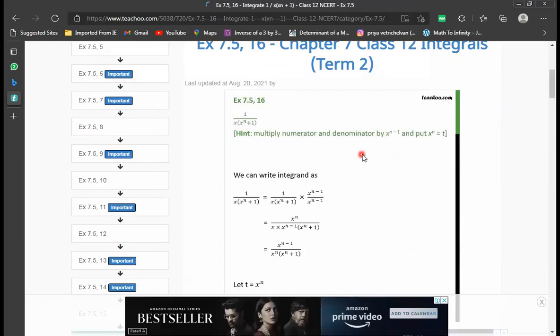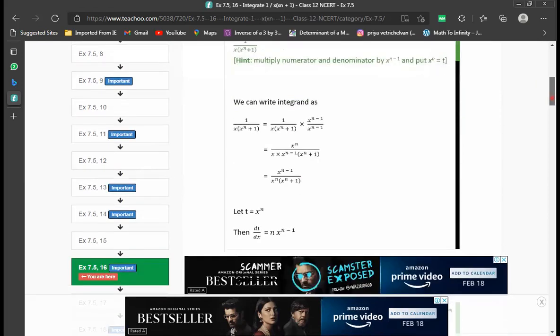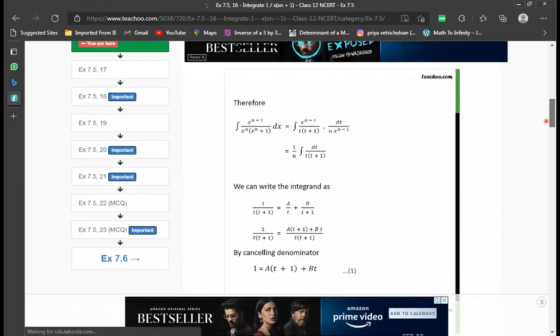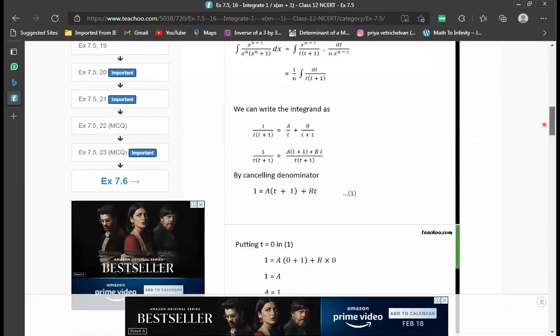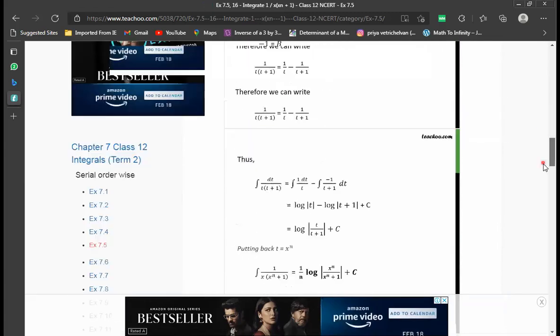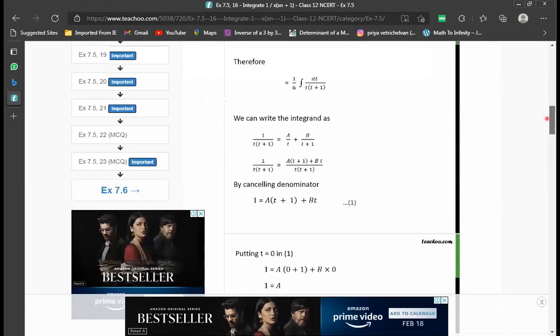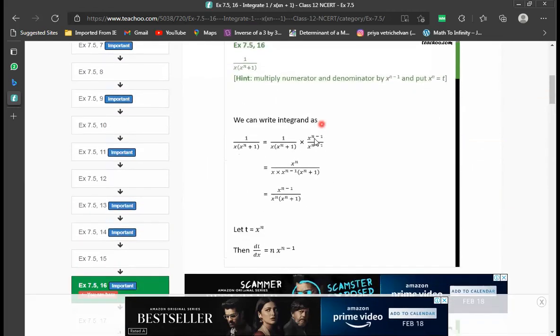Okay, so they gave a hint. You have to multiply the denominator by x power n minus 1 and x power n minus 1. They're solving it using the substitution method. They're multiplying it. It's an easy question.